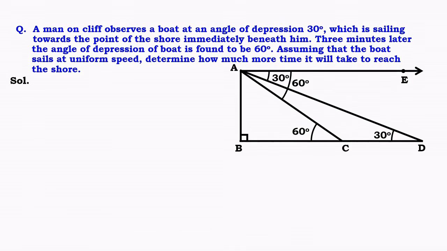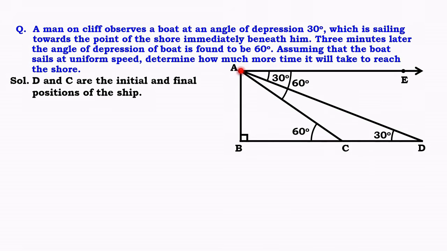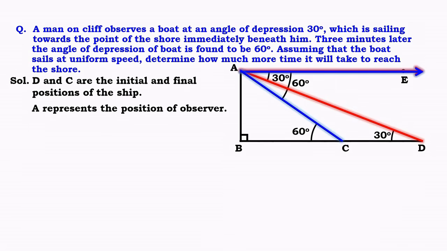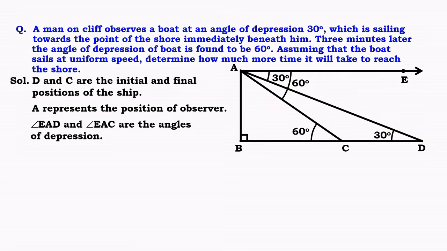D and C represent the initial and final positions of the ship. Point A represents the position of the observer. The horizontal line through A is represented by AE. The angle of depression when the ship is at D is 30 degrees. Therefore, angle EAD is 30 degrees. When the ship moves to C, the angle of depression becomes 60 degrees. Therefore, angle EAC is 60 degrees.